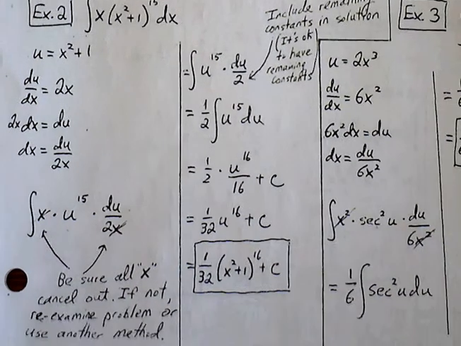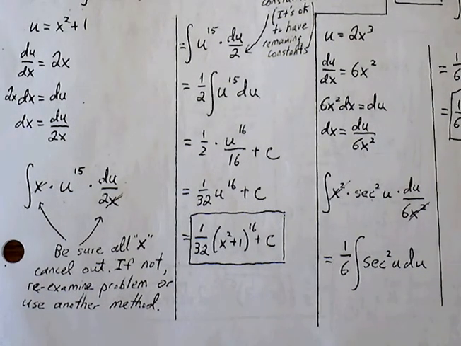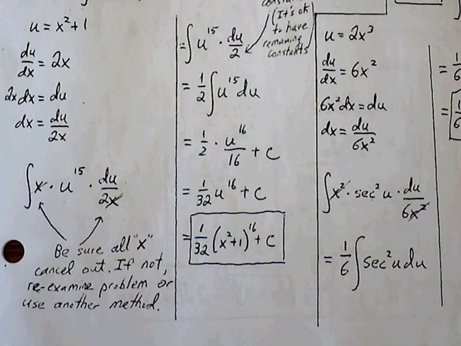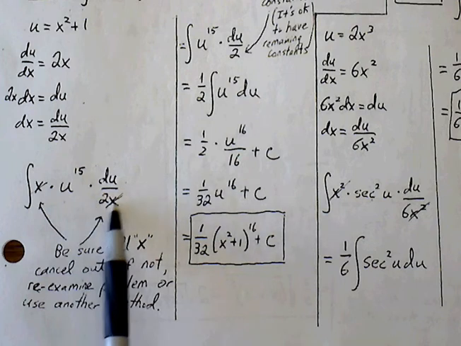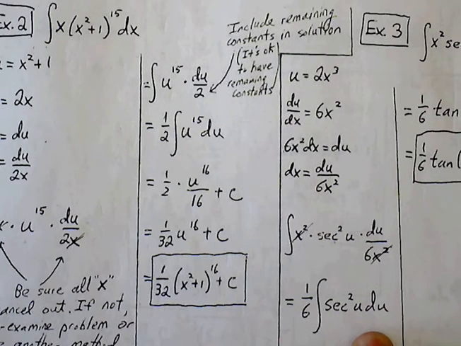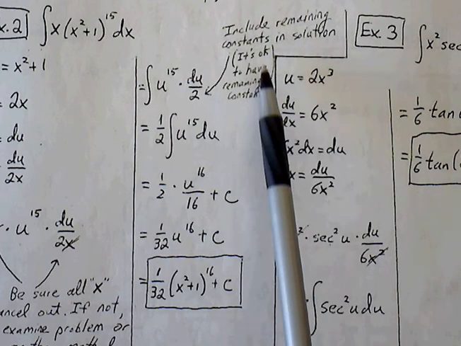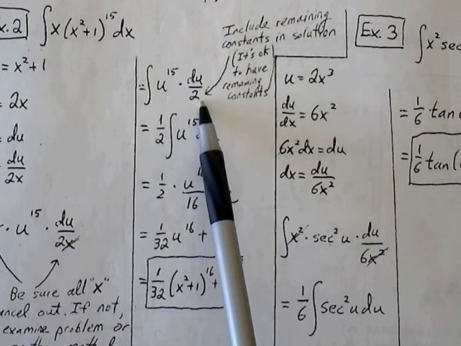Okay, so now our next step is to see if we can cancel out all the x's, make sure we don't have any x's that remain. So these x's do cancel out. One is in the numerator, the other is in the denominator. Again, we want to make sure that all of our x's cancel out. If not, we need to re-examine our problem. Now, there is a 2 that does not cancel out, but it's okay. It's okay for us to have remaining constants in our integral. We just cannot have any remaining x's. So we just have to make sure we keep track of our constant.